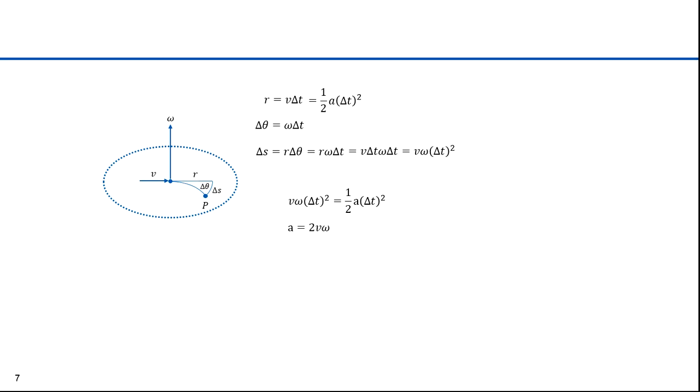The acceleration that created the displacement, delta s, is 2 times v times omega. That's 2 times the linear velocity of the puck times the rotational velocity of the disk. The Coriolis force is mass times acceleration, which equals 2m v omega.